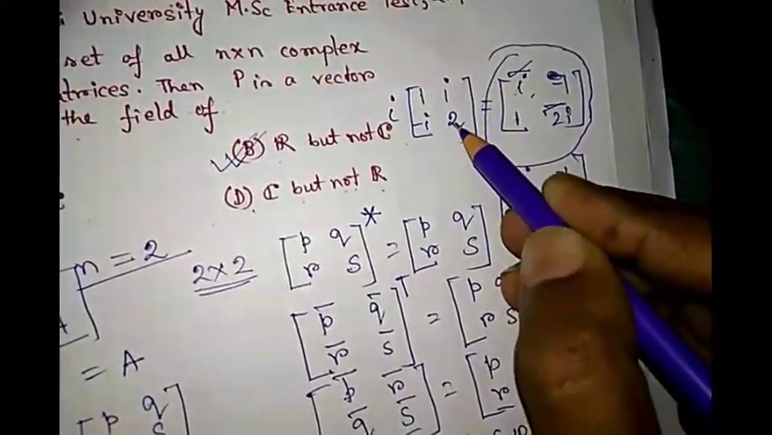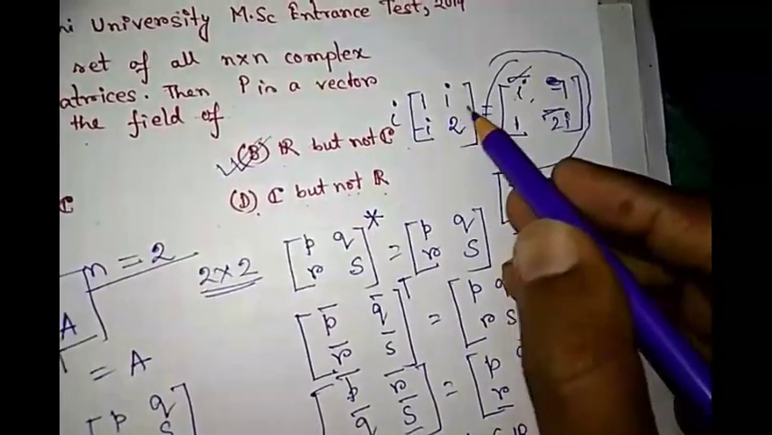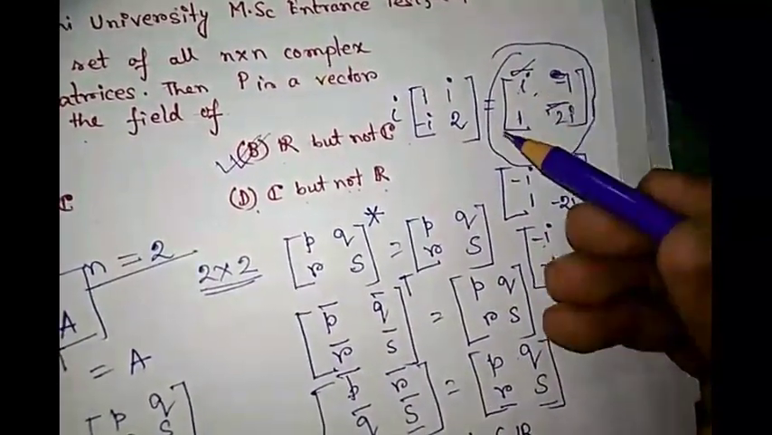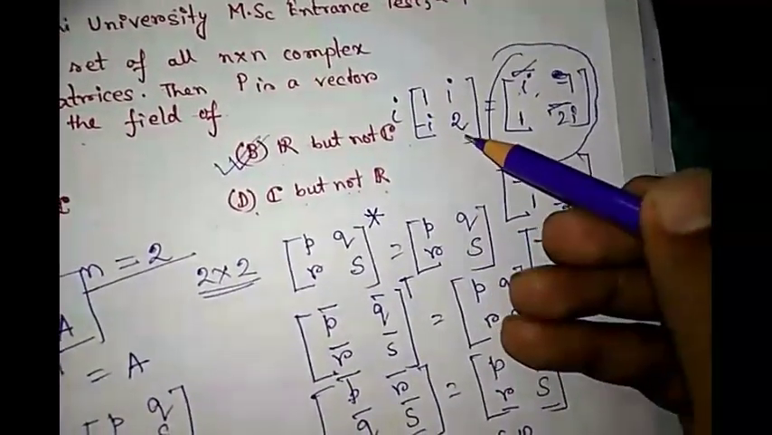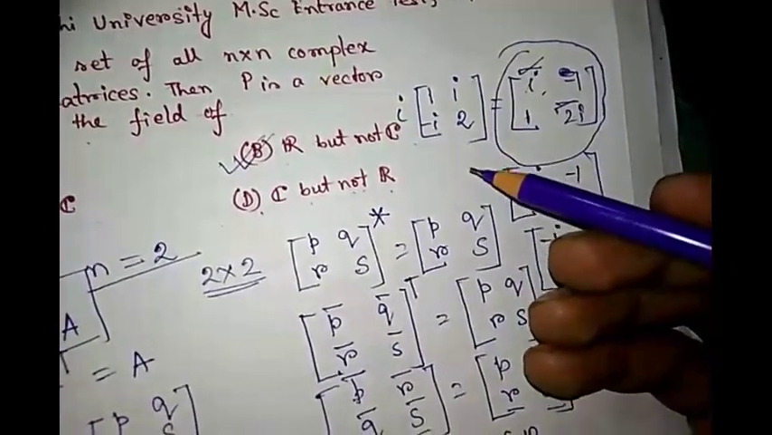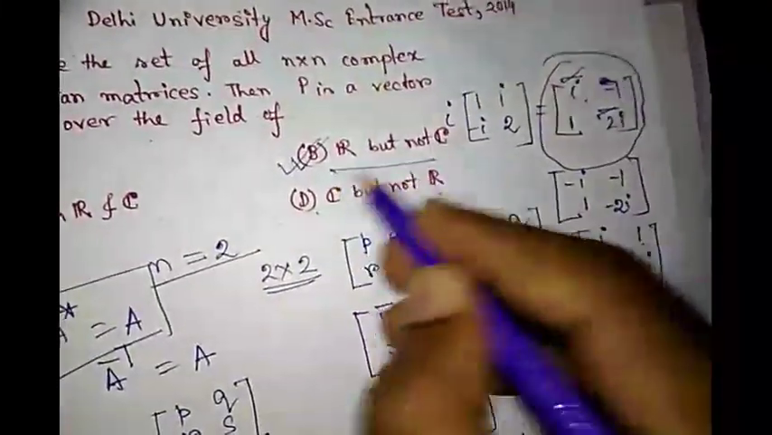So we can say that 2 by 2 Hermitian matrices, when multiplied by a scalar taken from C, do not remain Hermitian, so they are not closed under scalar multiplication when the scalar is taken from C. So option B is the right answer.